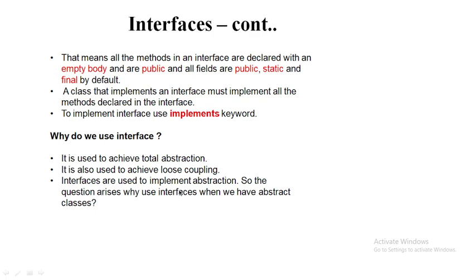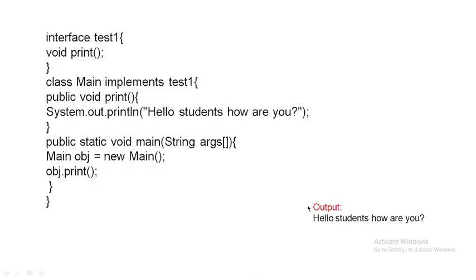It is also used to achieve loose coupling. Coupling is a concept from software engineering, about how integrated your modules are. So based upon that, if you want to achieve loose coupling, you can take up this interface concept. And why do we have to use these interfaces when we have abstract classes?